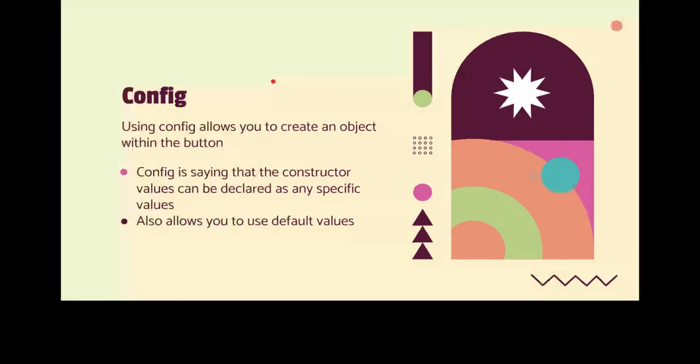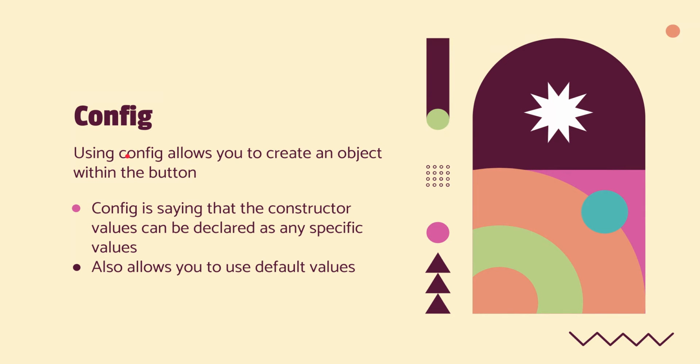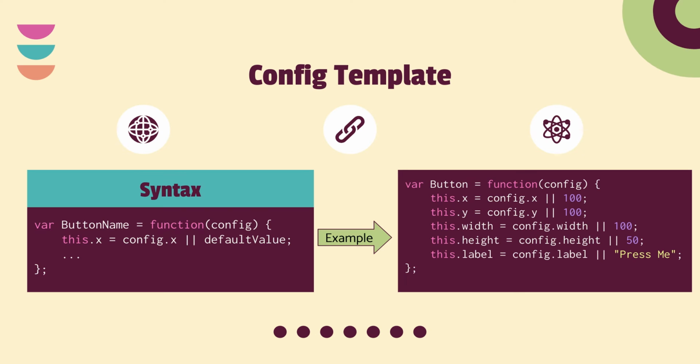So let's move on. Now let's go over config. Using config allows you to create an object within the button. Config is saying that the constructor values can be declared as any specific values, and it also allows you to use default values. So we'll go into a bit more detail. So this is the config template. We have var button name equals function.